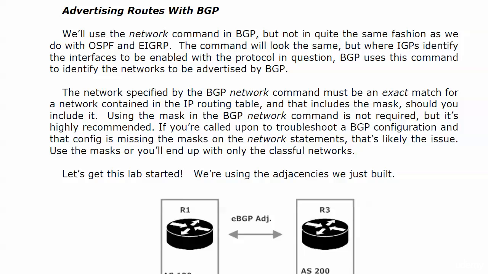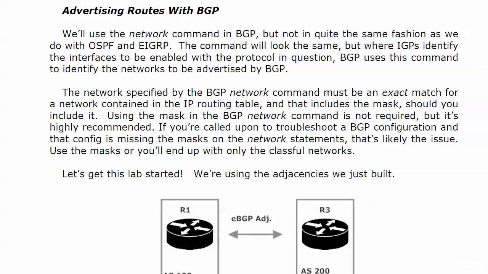With a couple of peerings in place, let's get ready to do some advertising of routes with BGP. And of course, we'll have to create a route or two to advertise as well. Now, we are going to use the network command in BGP, but not quite in the same fashion as we did with OSPF and with EIGRP. The command is going to look much the same.